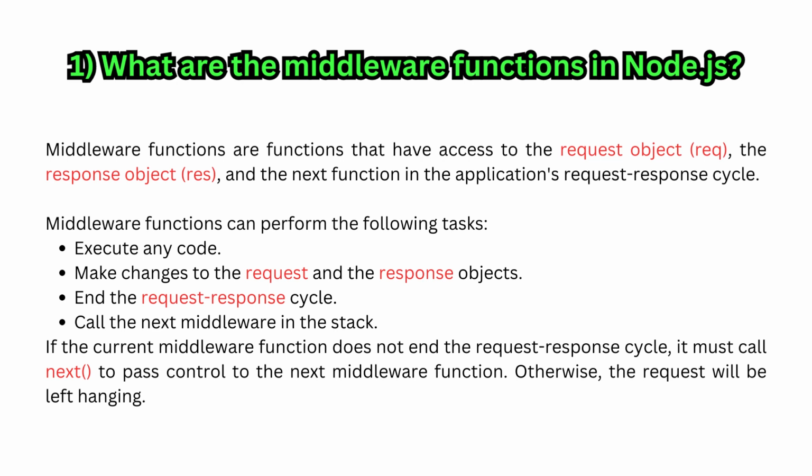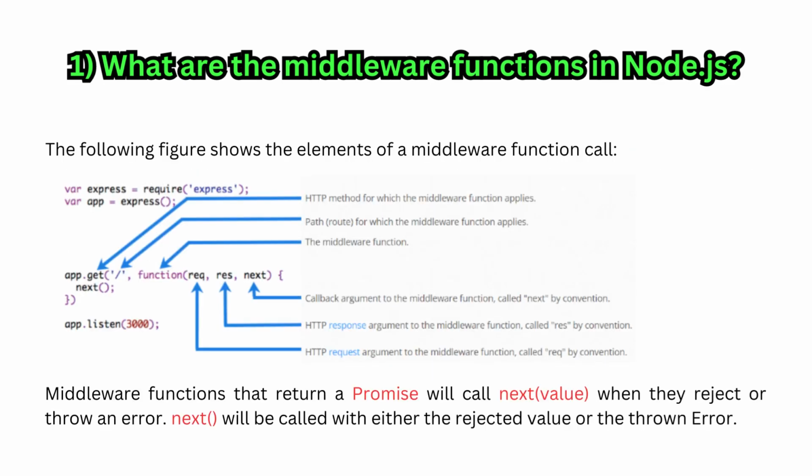If the current middleware function does not end the request-response cycle, it must call the next function to pass control to the next middleware function. Otherwise, the request will be left hanging. The following figure shows the elements of a middleware function call.